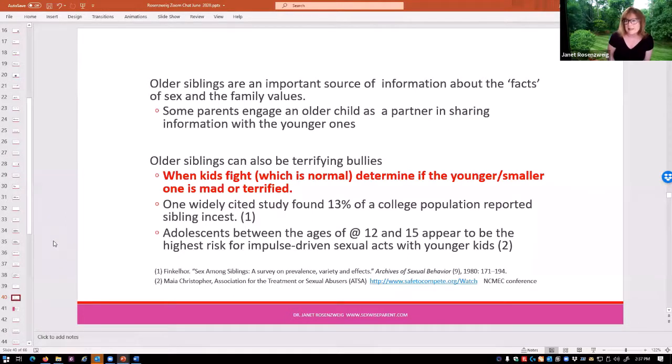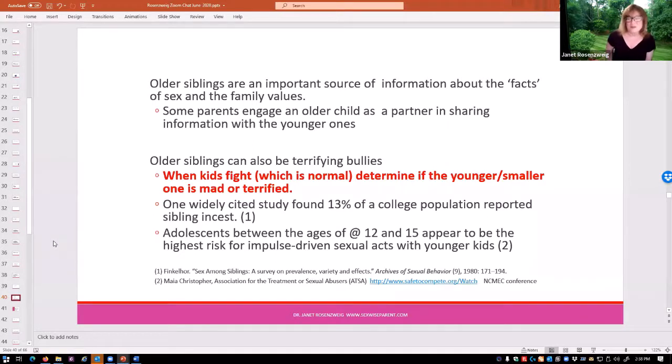But going back to the siblings, one widely cited study found that 13% of a college population reported sibling incest, and that kids between the ages of 12 and 15 seem to be at the highest risk for impulse-driven sexual acts with younger kids.